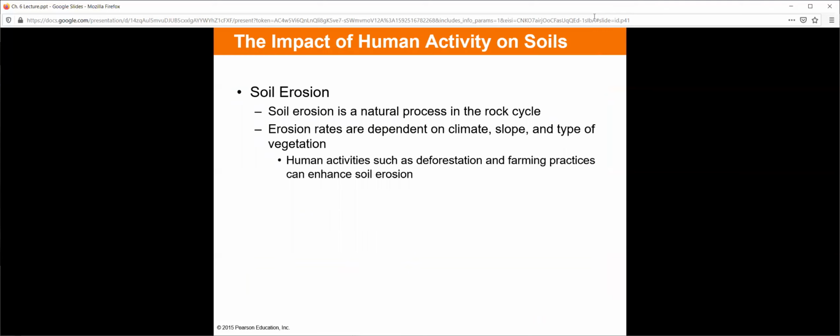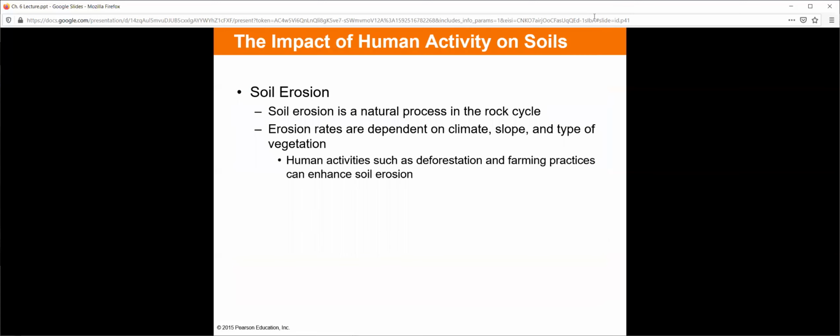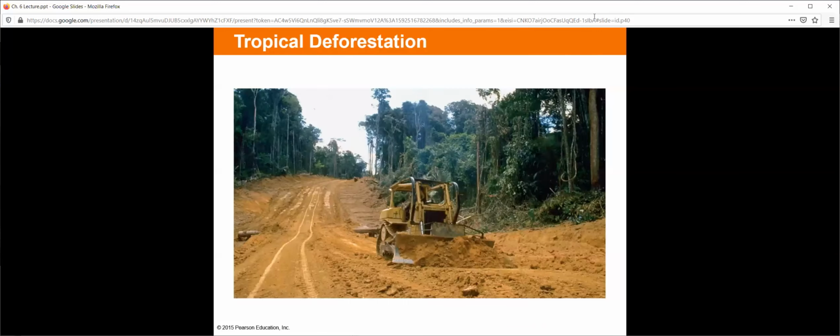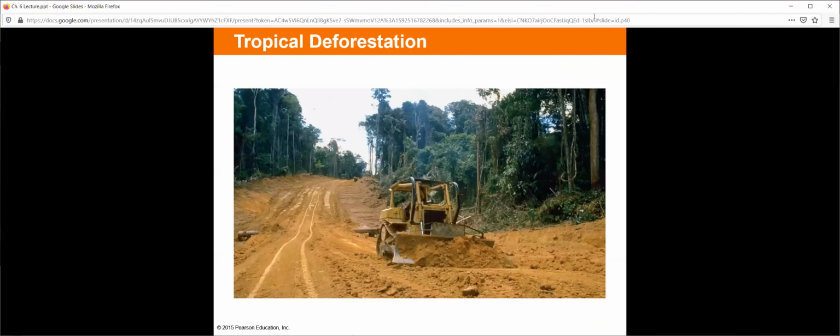As I said, when you get rid of the trees, you get rid of the roots that bind the soil together, and you get soil erosion. This erosion can, of course, be increased by slope or climate, what have you, but it's not a good thing, because you lose your A horizon, you lose your topsoil, and you're left with your B horizon, which is a bunch of clays and things that plants don't want to grow in.